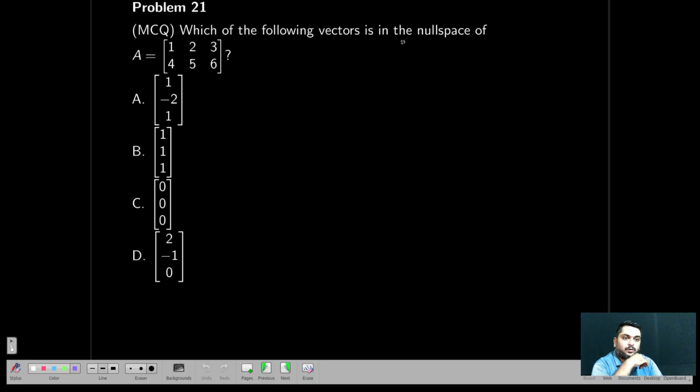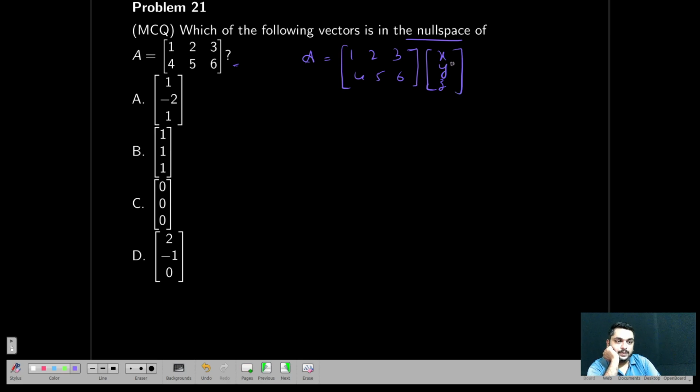Which of the following vectors is in the null space of this? To find the null space of the given matrix A equal to 1 2 3, 4 5 6, there are 3 unknowns x, y, z. This vector they are asking, this should be equal to the 0 vector, right? This is the definition of null space. It defines Ax equal to 0.